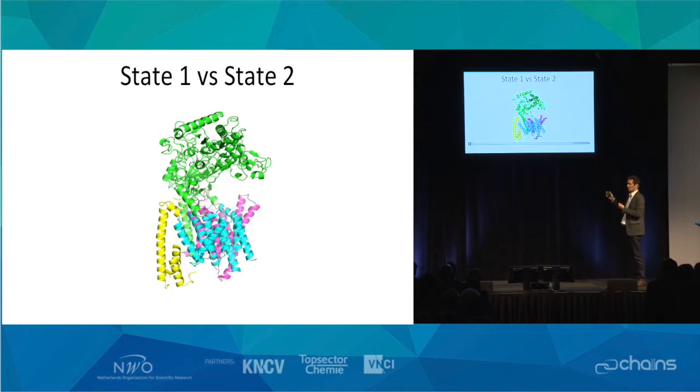But from an image processing point of view, I think it's very exciting. We can now separate structures which are actually chemically the same. So biochemical purification wouldn't bring you very far. And they only differ in the conformation of just a few alpha helices.